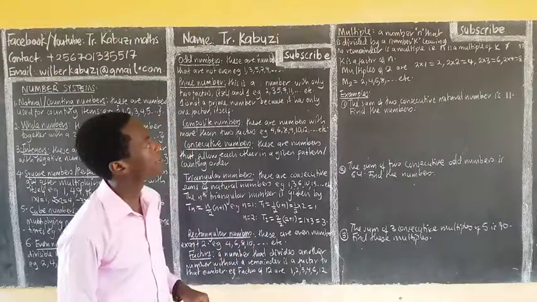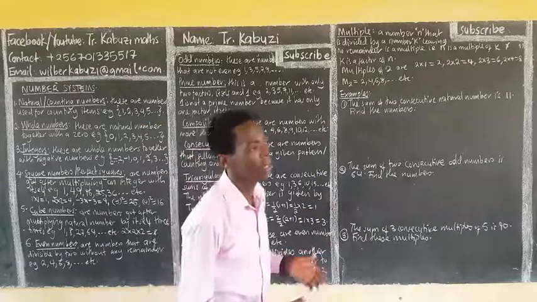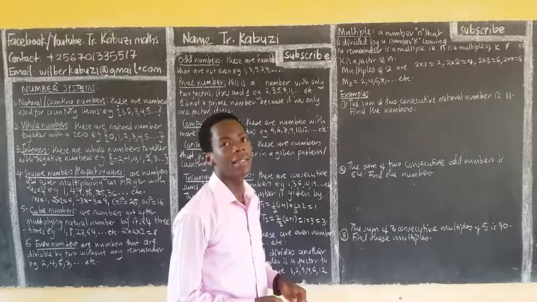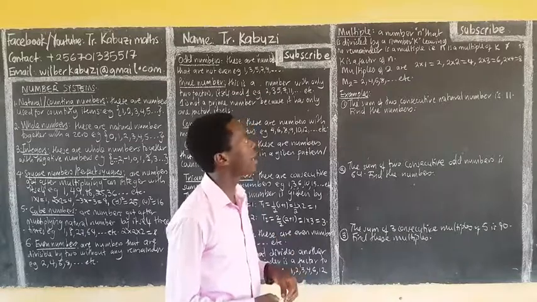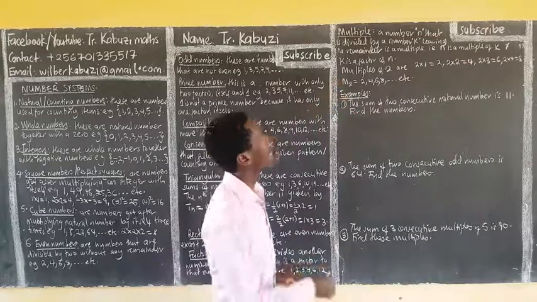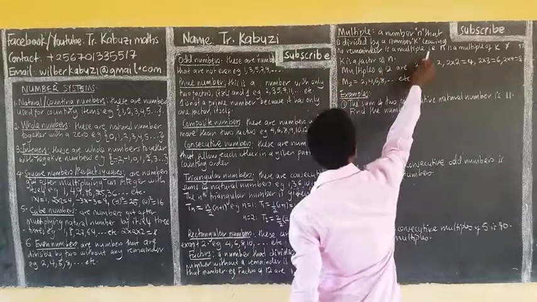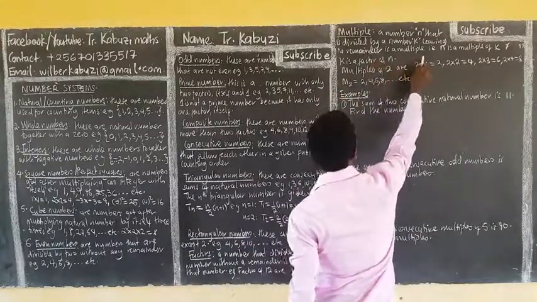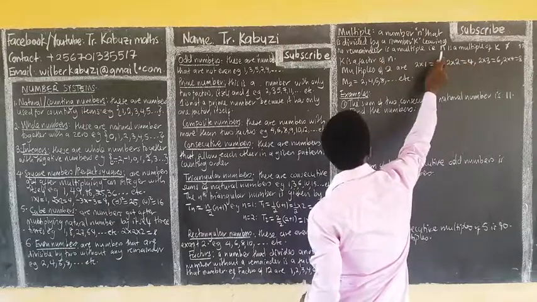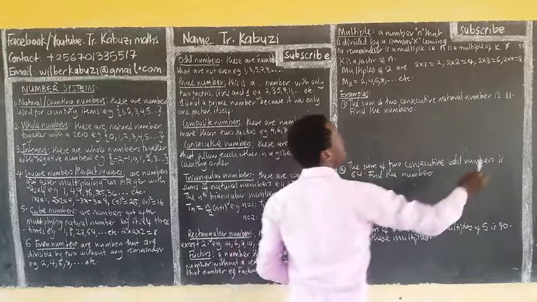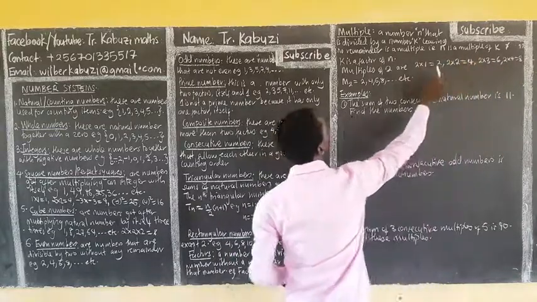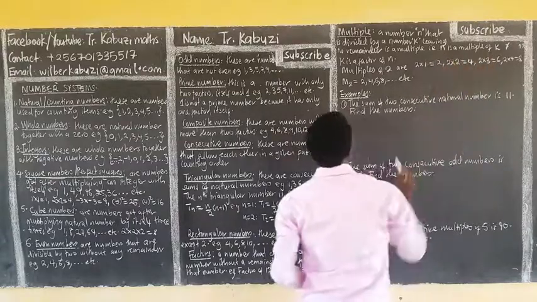What about multiples? In simple terms, the multiples of a number are numbers that the number divides without leaving a remainder. For example, if n is divided by a number k, leaving no remainder, n is a multiple of k. Why? Because k divides n without a remainder. Now, this k becomes a factor of n. n is a multiple of k and k is a factor of n.